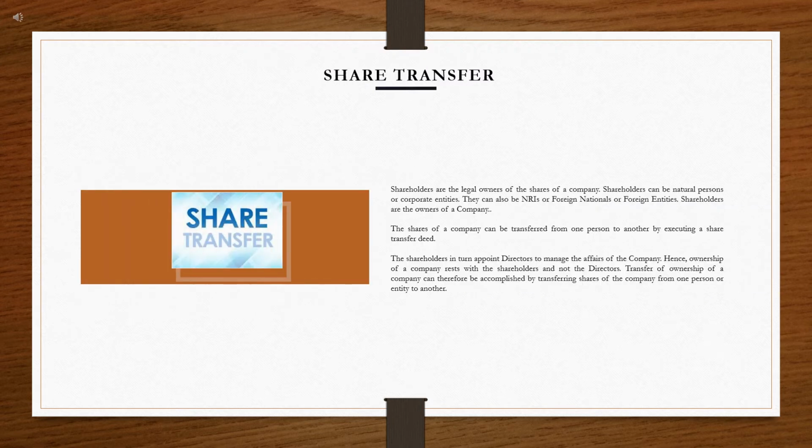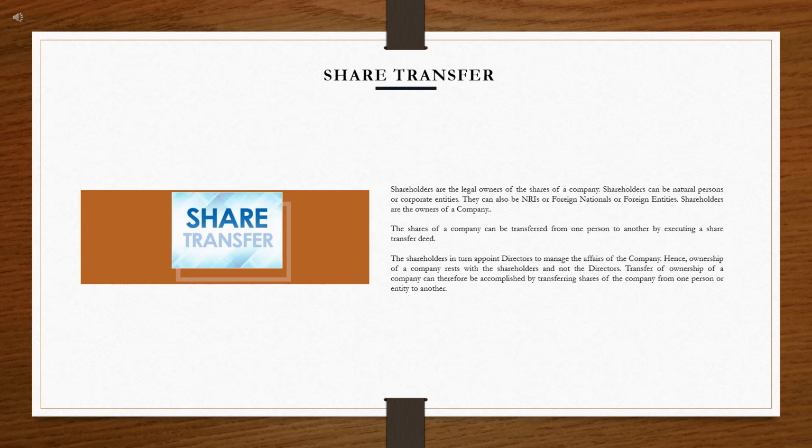Share transfer. The shares of a company can be transferred from one person to another by executing a share transfer deed. A private limited company is considered to be a closed corporation of members, similar to a partnership firm. Therefore, the share transfer in a private limited company can be restricted by the Articles of Association, AOA. Hence, the Articles of Association of the company must be reviewed prior to beginning the share transfer procedure.